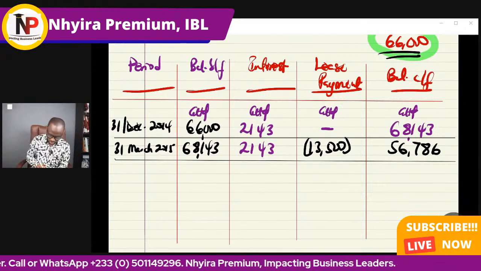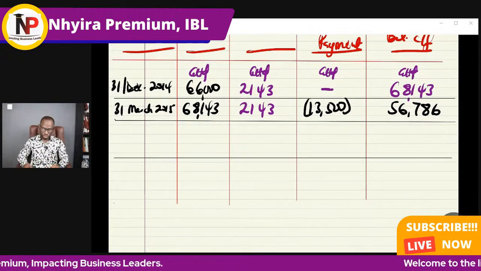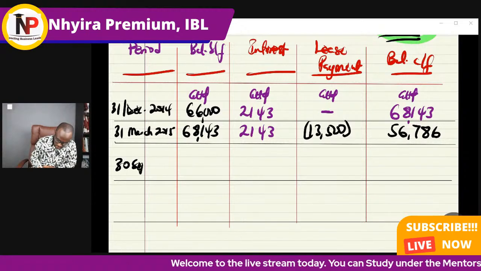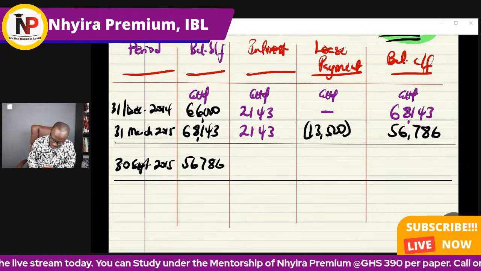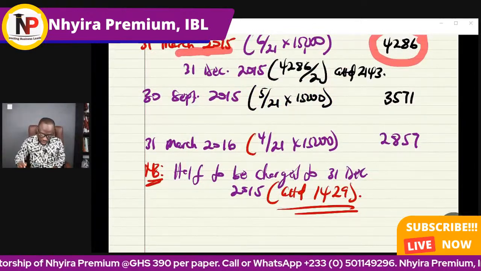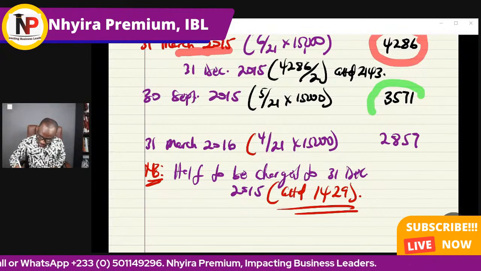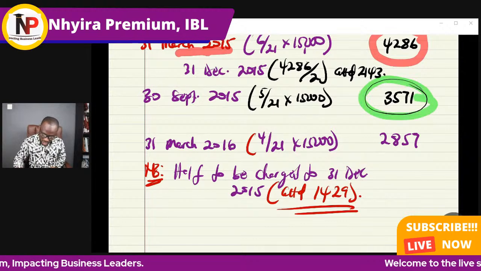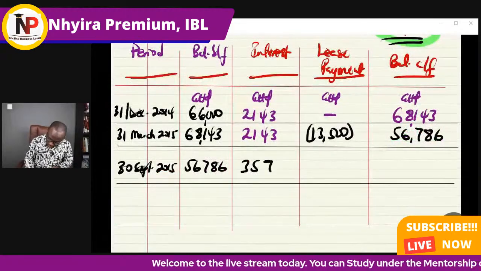Then we move on to the next period, and that is going to be 30th September 2015. The opening balance is 56,786. Remember, for 30th September 2015, we calculated the interest to be this figure here, 3,571. So we bring that up.